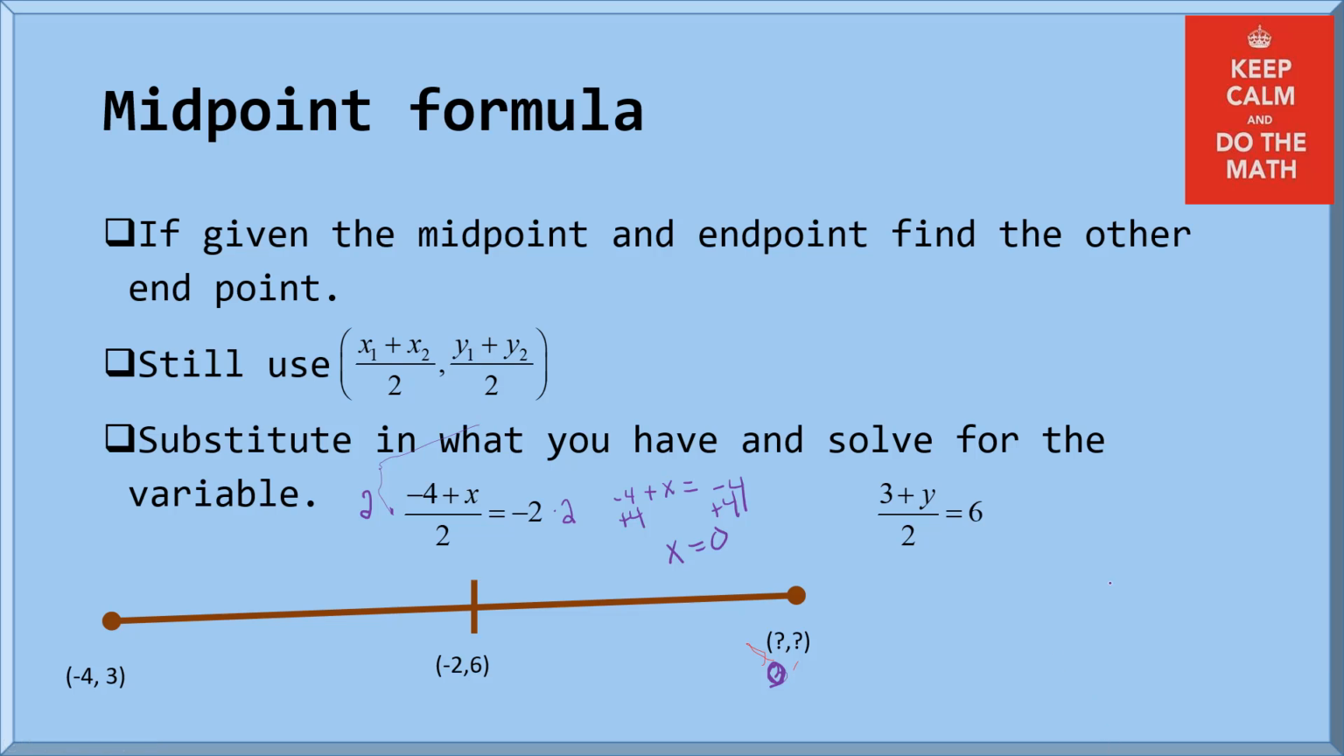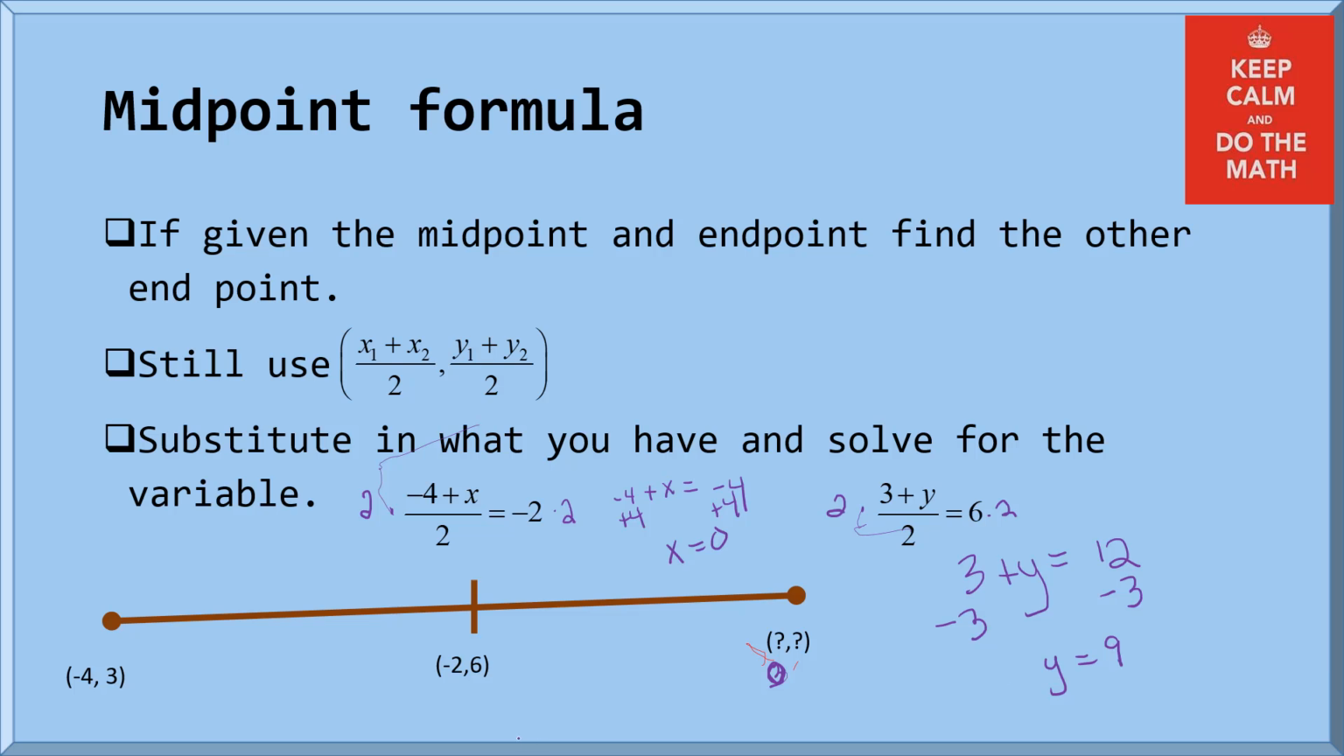3 plus y over 2 is equal to 6. We're going to multiply both sides by 2, and so now what we're going to get is 3 plus y is equal to 12. And we just need to finish solving. So subtract 3 from both sides, and we get y is equal to 9.